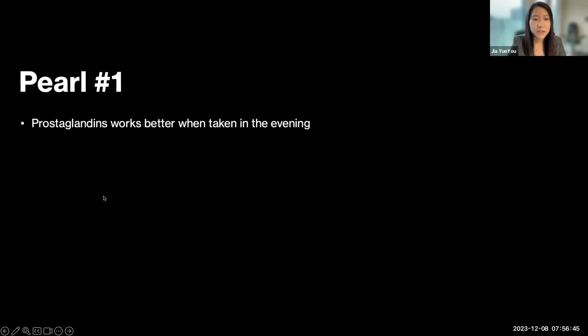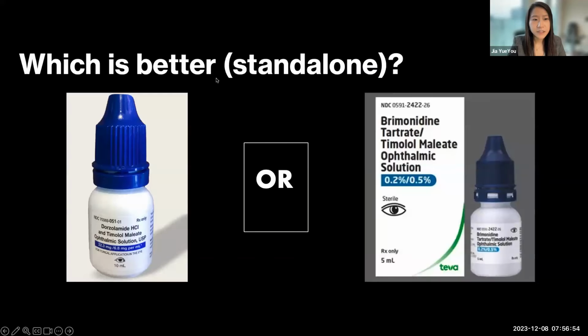So to answer the patient's question, can I take my drops in the morning? Well, actually the answer is no, because latanoprost works better when we take it in the evening. This is also a slide from Dr. Lim's lecture, and I found this to be interesting too.